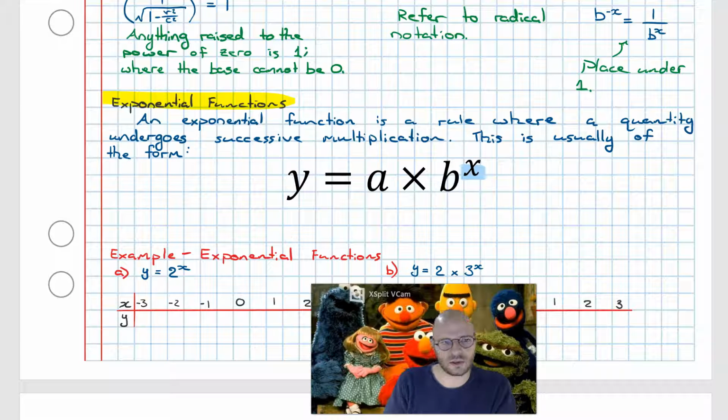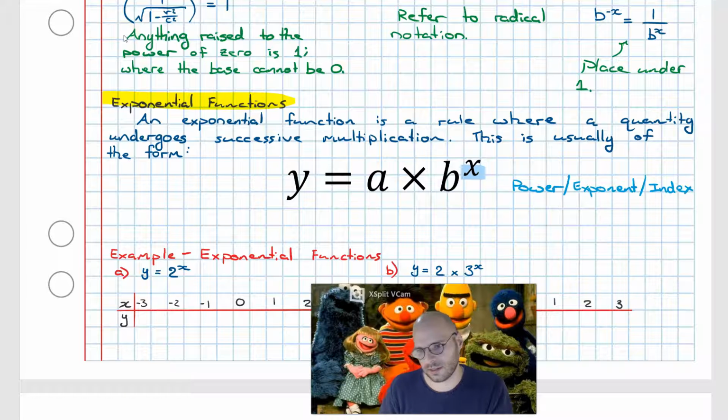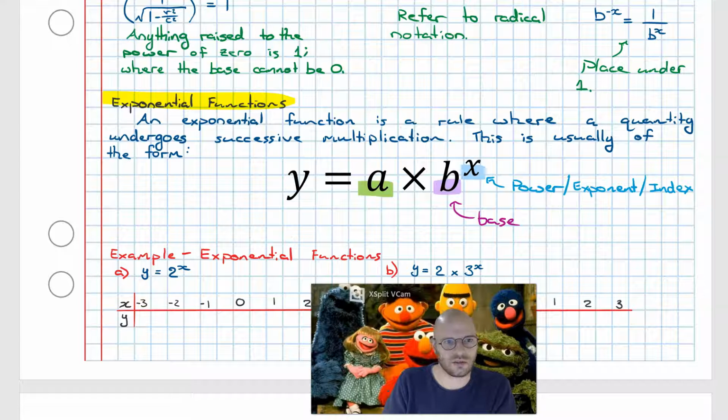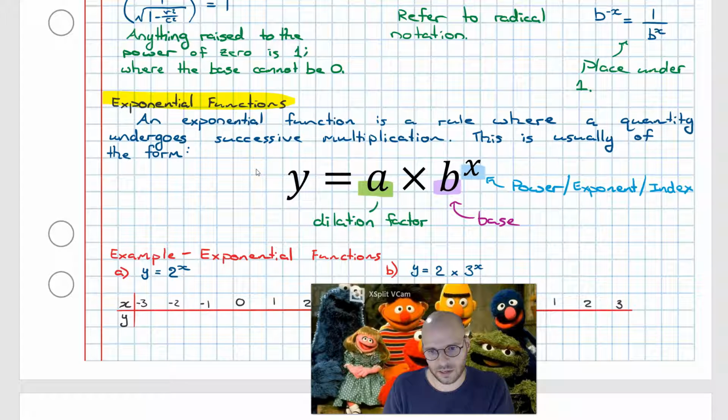So x, of course, is the same as before. We're going to refer to it as the power, or finally the index. The b itself is still going to be referred to as the base. A itself has a special name as well. It's got many names. Some people call it the scaling factor. In other courses we call it the dilation factor. In the context of exponential functions, it's actually a vertical dilation factor.